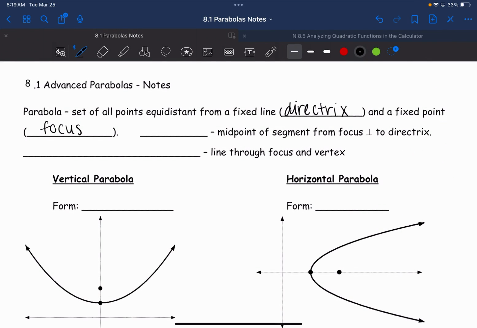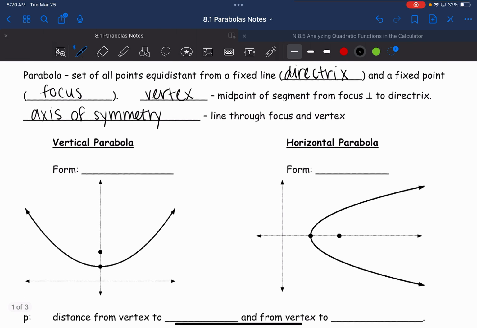There it goes. Okay. All right, this point that we are measuring them from is going to be the vertex. And that's going to be the midpoint of the segment from the focus that's perpendicular to the directrix. Okay, and we also can see what's going to be called the axis of symmetry. And this is just the line that goes right through your focus and your vertex and your directrix as well.